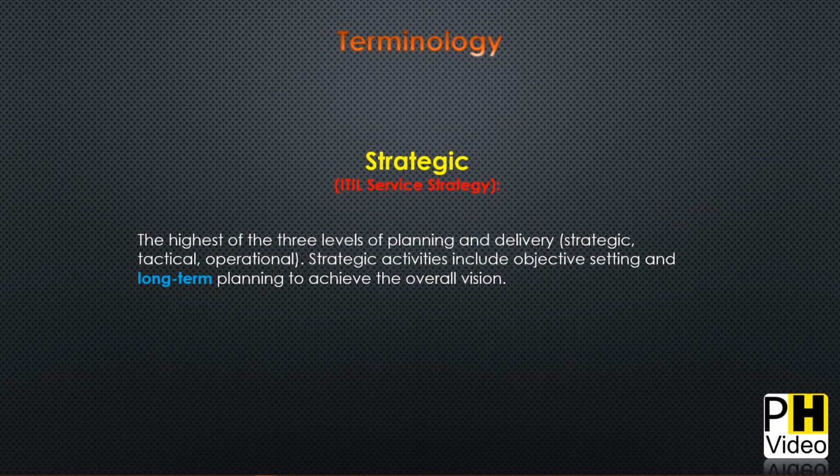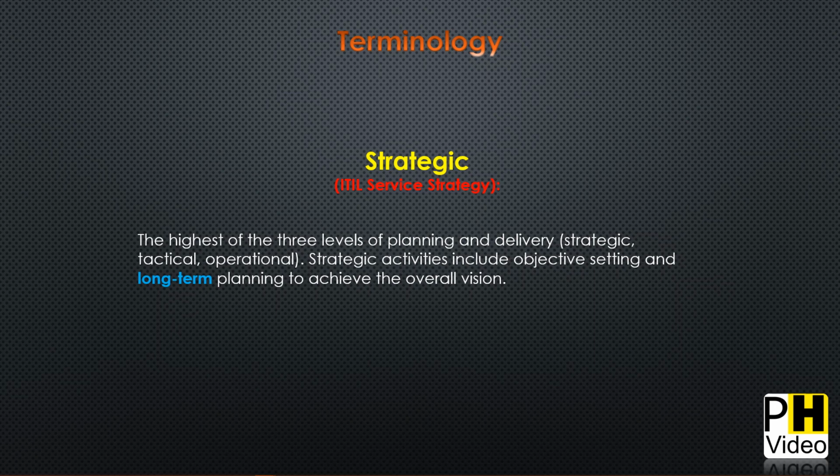Strategic, this is the highest of 3 levels of planning and delivery. We have strategic, tactical, and operational. Strategic activities include objective setting and long-term planning to achieve the assigned vision. So what this means is strategic goals. This is the big picture, guys. This is the C-level executives.